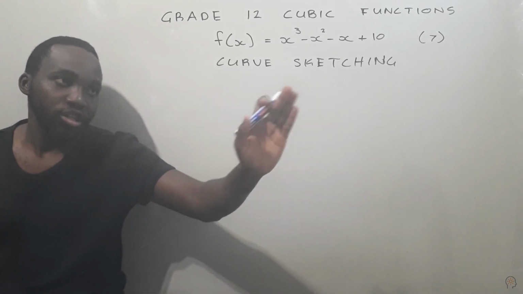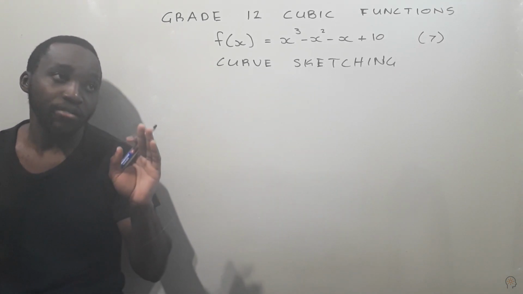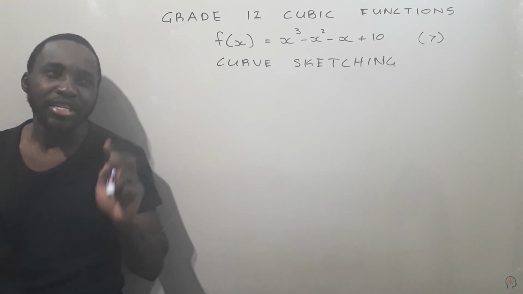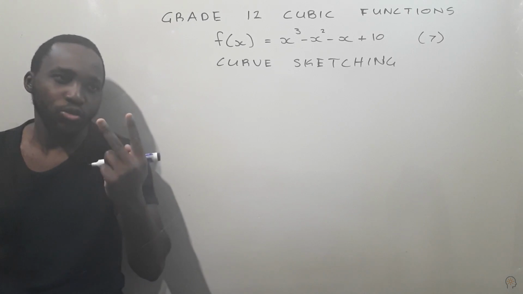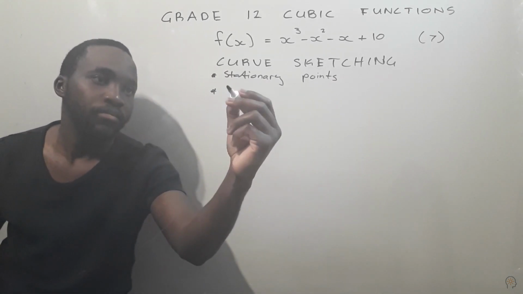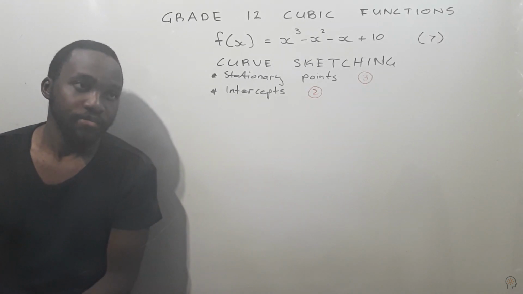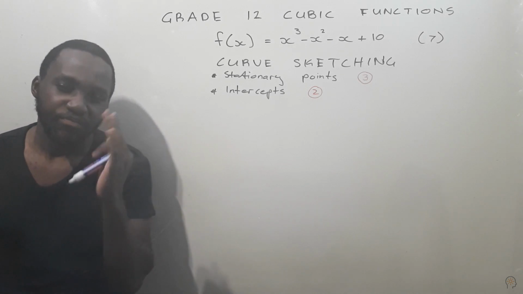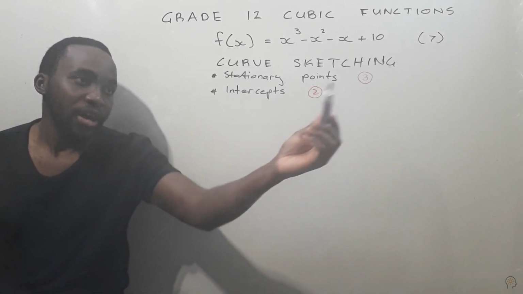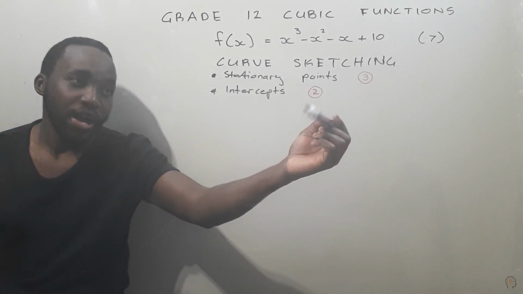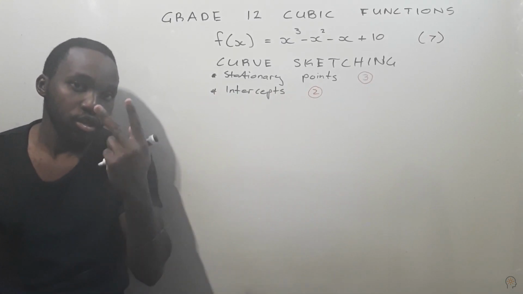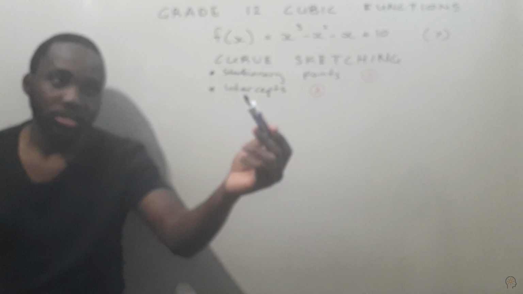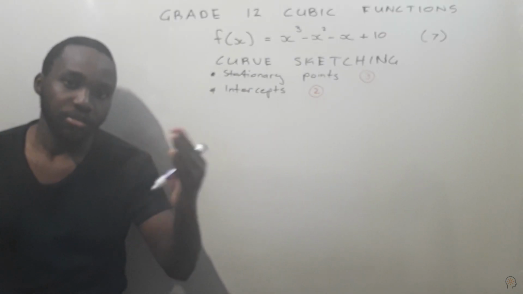If they want us to sketch any curve, and you're given the full equation, you need to keep in mind two major things: your intercepts and your stationary points. We already mentioned that we have basically 3 stationary points: 2 turning points and 1 point of inflection. And then intercepts, we know we have 2: the x-intercept and the y-intercept.